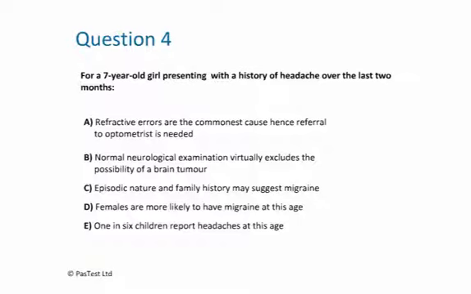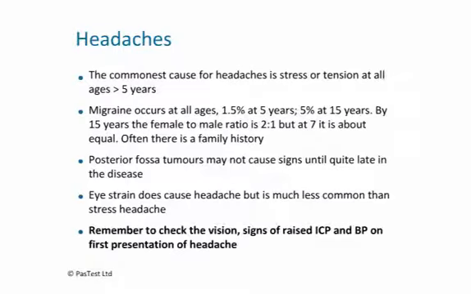This is a question where some background knowledge and differential diagnosis of chronic headaches is required. After the age of 5 years, the stress headaches or tension headaches are the commonest causes for the headaches. And headaches are quite common, so 1 in 6 children having headaches at this age is true. Migraines can occur at all ages, and at 5 years of age, about 1.5% of children may experience migraines, while by 15 years of age, 5% of them.